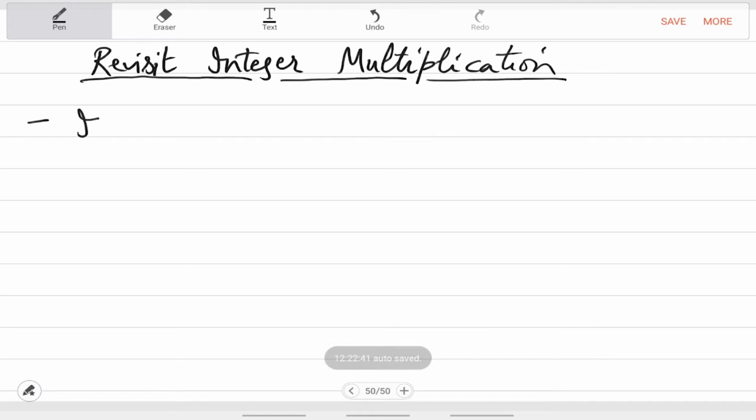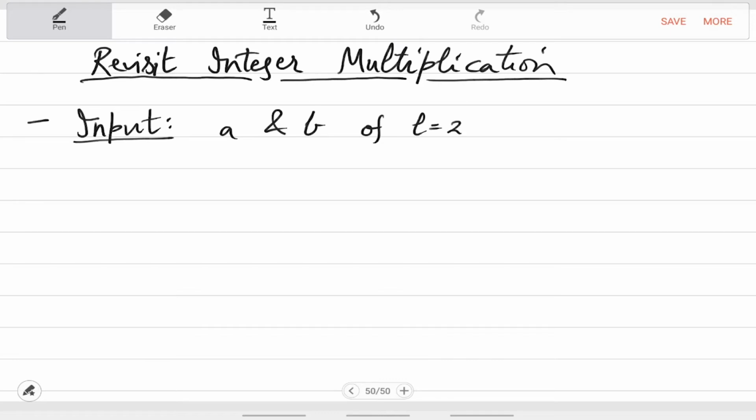So in the input you are given A and B of how many bits? I think we are calling it L bits. And L we are assuming to be a power of 2. So this is the input, and to get the product A times B, we converted this into these auxiliary univariate polynomials A hat and B hat.